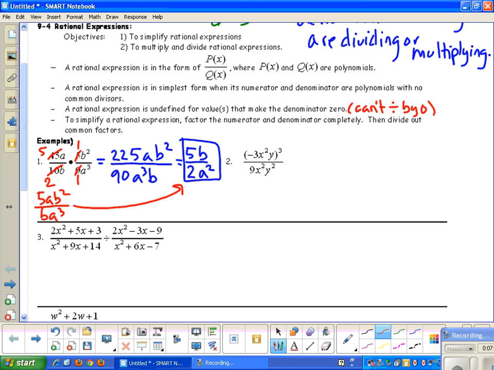We have a polynomial divided by a polynomial. And notice that it's just being divided by one term. There's no addition or subtraction signs in between. So that means that I can use my properties of exponents. So we have negative 3 to the third power times x. And remember, you're multiplying these exponents when you're doing this. So x to the 6th, y to the third, divided by 9x squared, y squared.